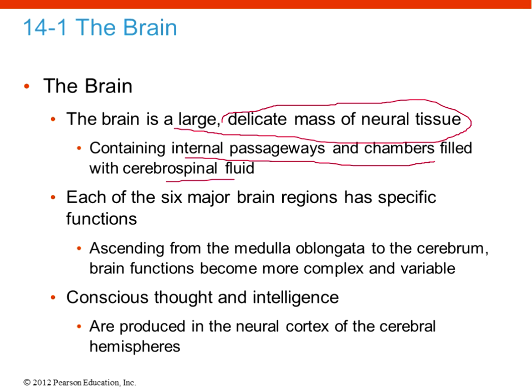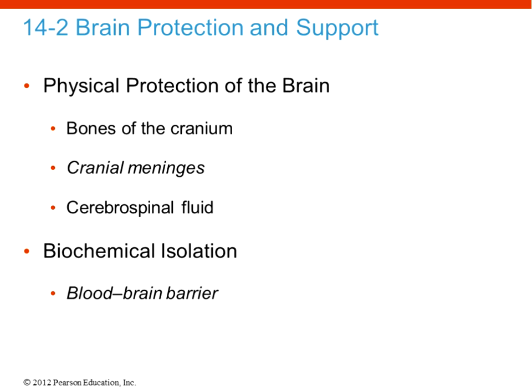Things are fairly basic down at the medulla and the pons, but by the time we get up to the diencephalon and thalamus, we're going to see much more complex functions. Conscious thought and intelligence are all produced in the neural cortex, the surface tissue of the cerebral hemispheres. All right, so now that we have a general understanding of how the brain is organized, it's also important to understand how the brain is protected and supported. There are 2 general categories of ways in which the brain is protected and supported.